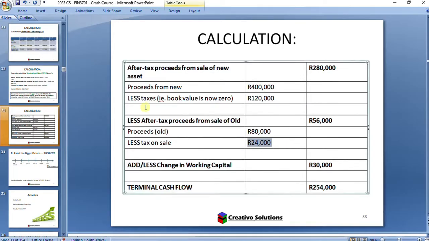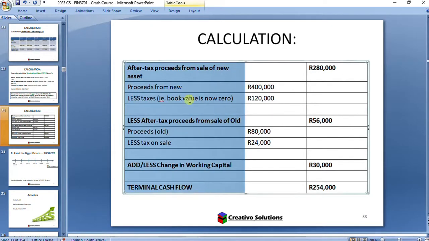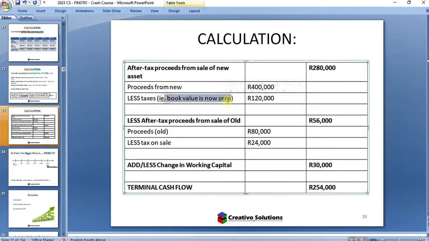So when you're looking at the same template, nothing different. Only difference is, here's the note, book value is now 0. Remember, the new asset that's now 5 years old is going to have 0 book value, so that's going to be the full tax.